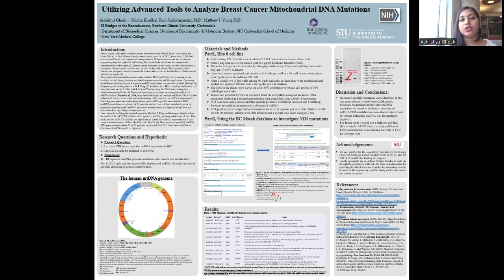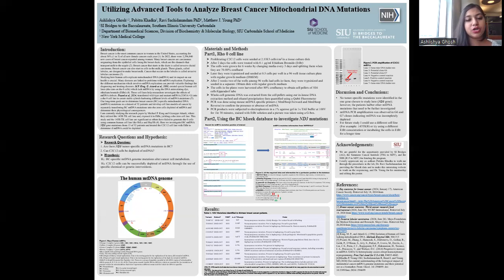As I've mentioned before, we are looking into two different things, so we have two research questions followed by one hypothesis for each. The first research question is, are there ND3 tumor-specific mitochondrial DNA mutations in breast cancer? So we assume that yes, we will find some tumor-specific mitochondrial DNA mutations which can alter the cancer cell metabolism. The second research question is, can C2C12 cells be depleted of mitochondrial DNA? And we assume that yes, it will deplete their mitochondrial DNA.